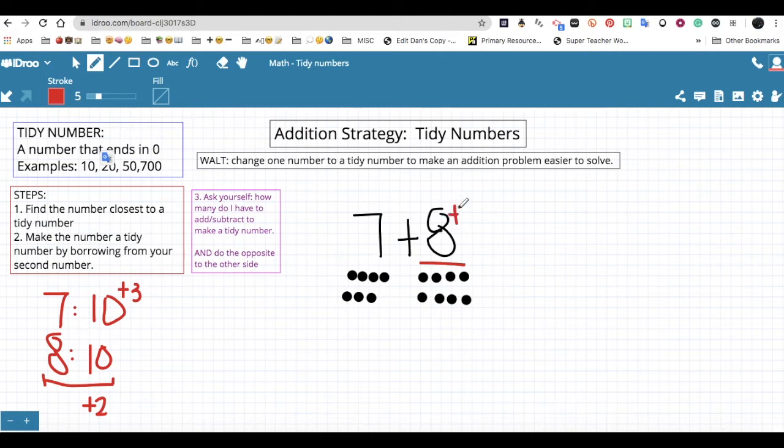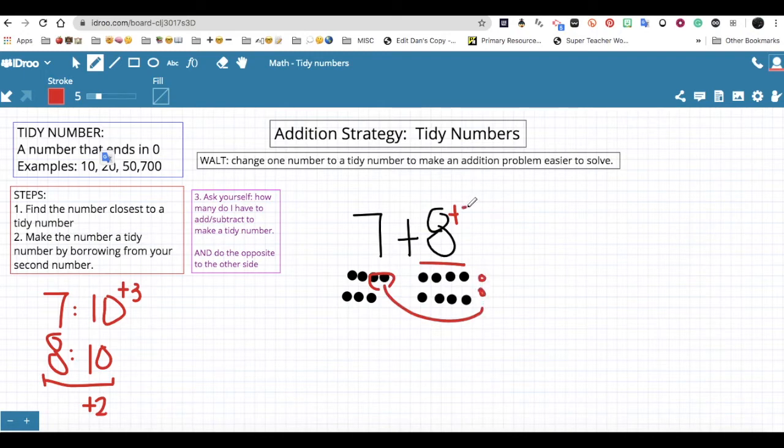I have to add 2. And now what I'm doing, if I'm adding 2, I'm taking it away from my 7, I'm borrowing it, and I'm giving it to my 8. So that means I have to do the opposite to the other side. And when I say other side, that means I'm doing the opposite to number 7.